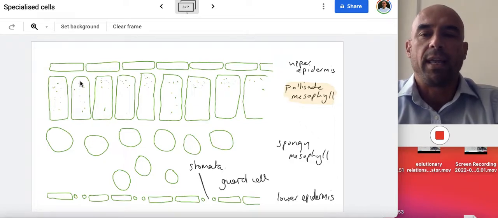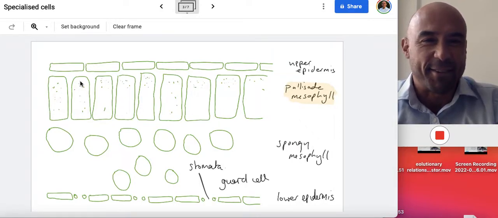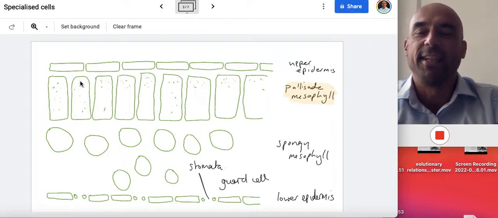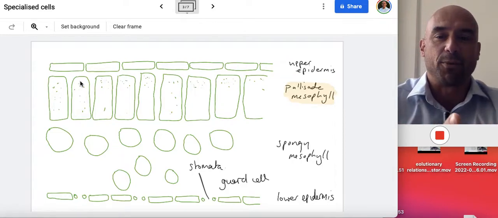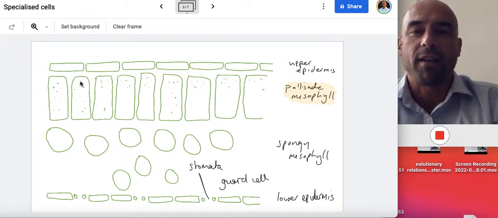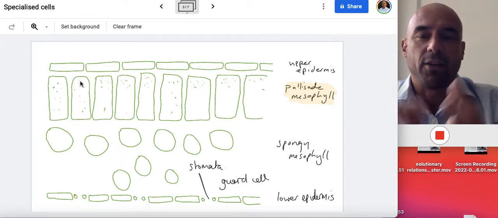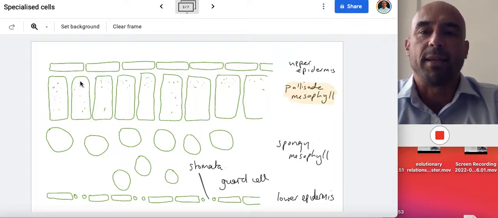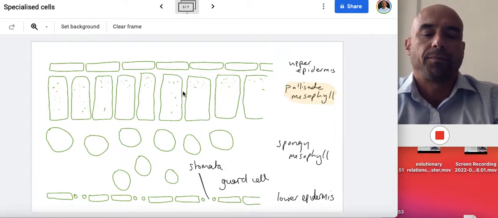So you've got three features there. You've got packed full of chloroplasts. Chloroplasts carry out photosynthesis. Therefore, you have more photosynthesis taking place the more chloroplasts you've got. They're arranged perpendicular or at right angles to the upper epidermis, so you maximize the exposure of each individual cell to sunlight. And then they are packed closely together so that no space is missed for photosynthesis.